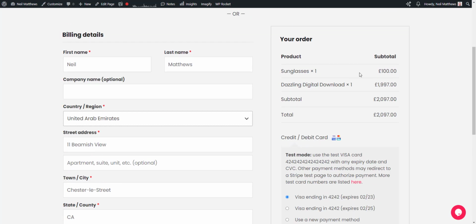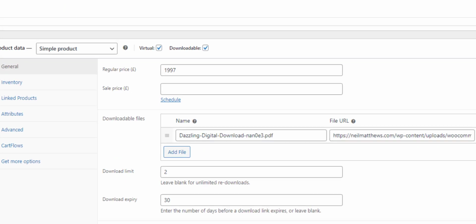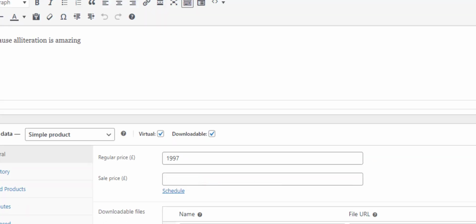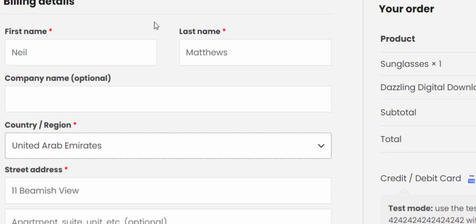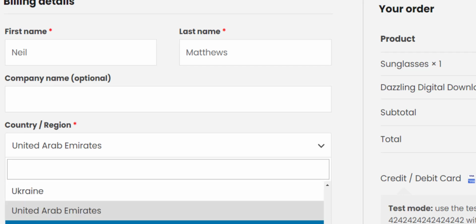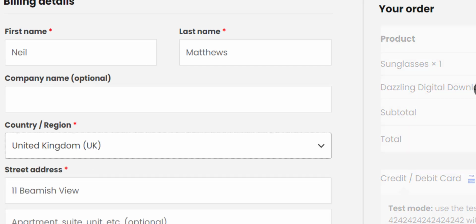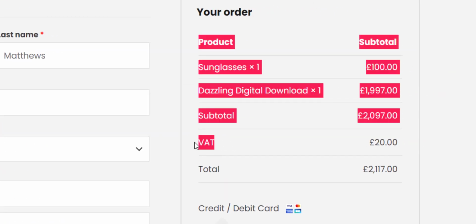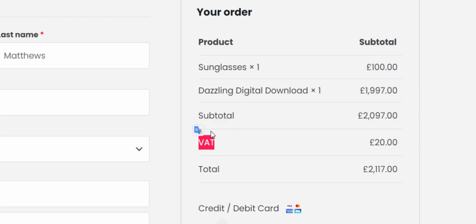But what if the product is, like we said, children's clothes, for example? They don't attract sales tax. Let's go back in. Again, change that tax class to zero rate, update that. Now if we change our checkout back to UK, we're not paying that reduced rate of VAT.